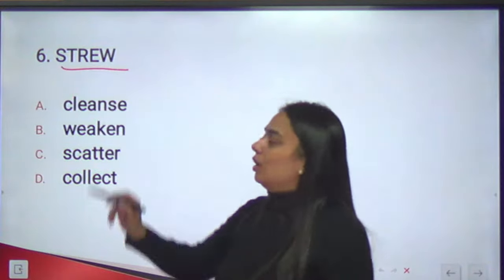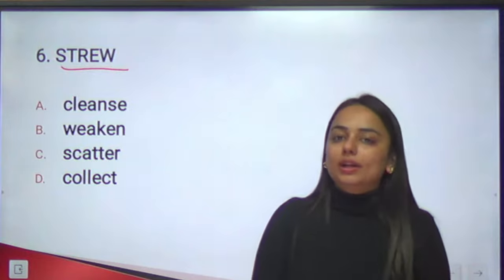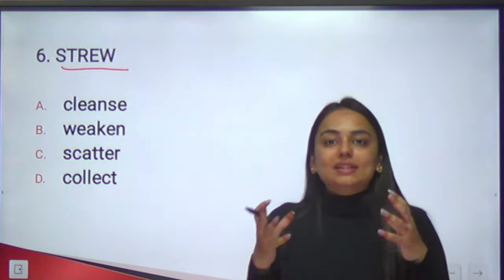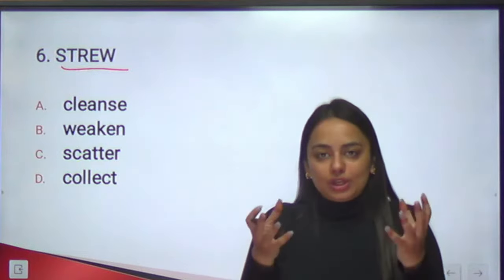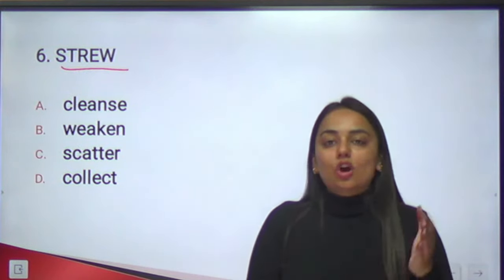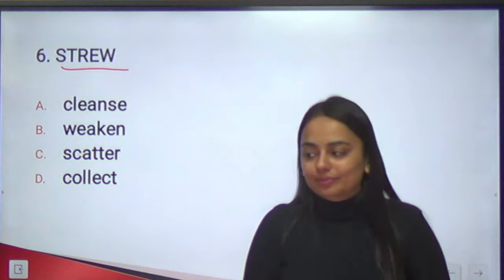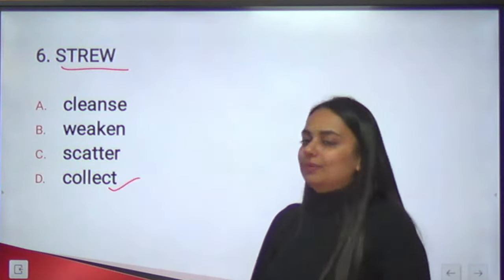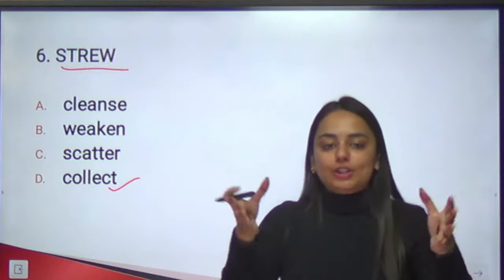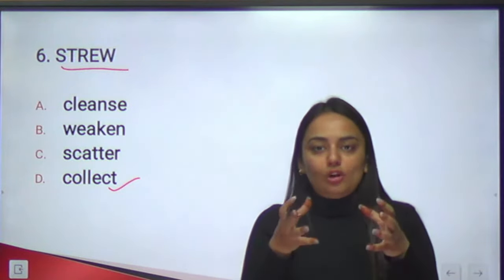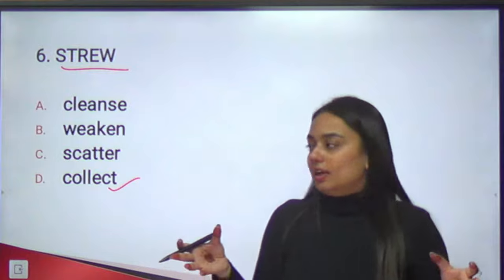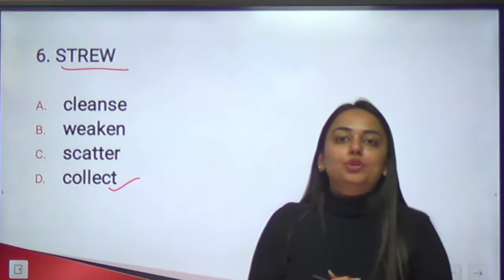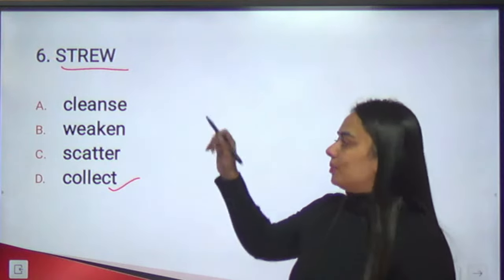Strew. Okay, I'll tell you the meaning of the word and then let's see if you'll be able to find out the answer. Strew means scatter, when you scatter something. तो इसका opposite क्या होगा scatter का? The answer should be collect. So strew means when you scatter things, you already have a bunch, but then you scatter it. तो इसका opposite होगा collect. So bits and pieces, you collect it and put it together. It should be the opposite.